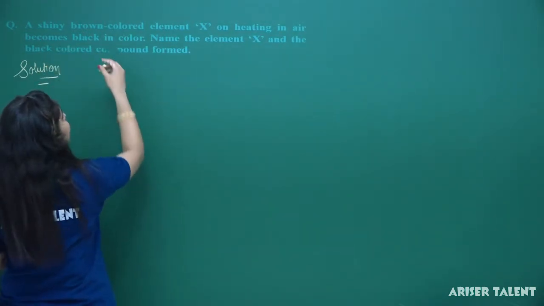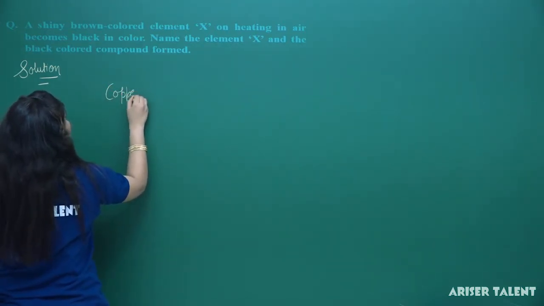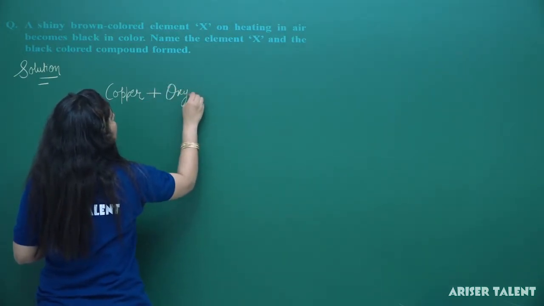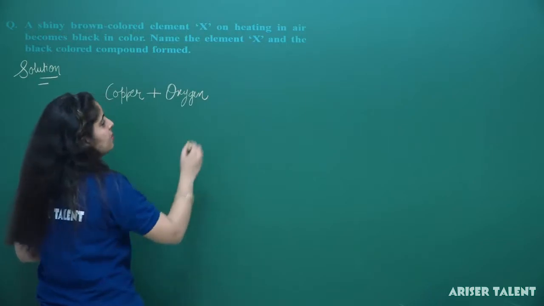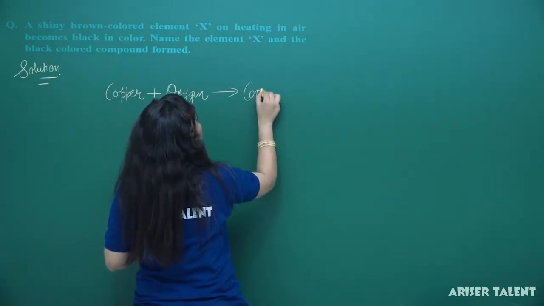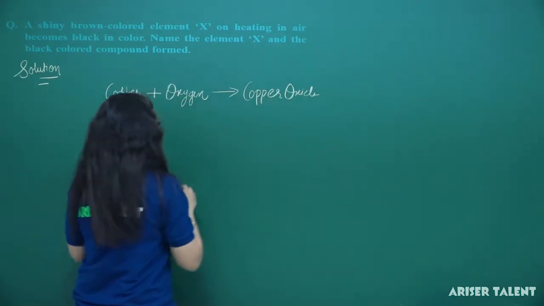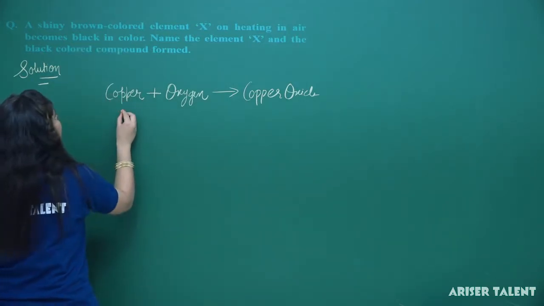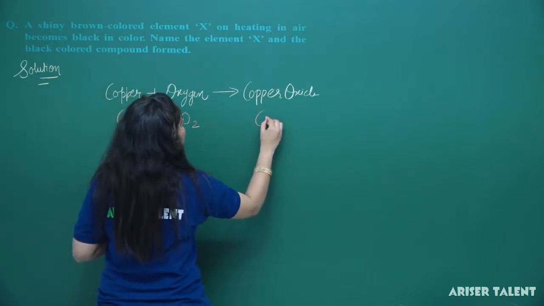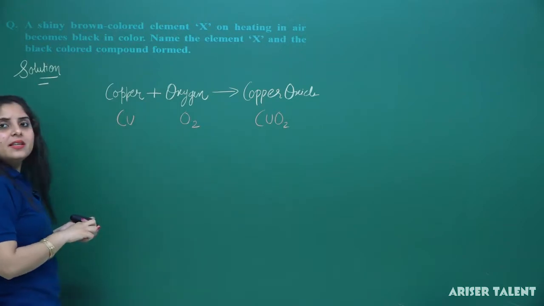We have been given a shiny brown component. The shiny brown component will be copper. It must be heated, so heating must be done in the presence of oxygen. So copper and oxygen react with each other to give copper oxide. The symbol for copper is Cu. For oxygen it is O2, and it will give copper oxide.